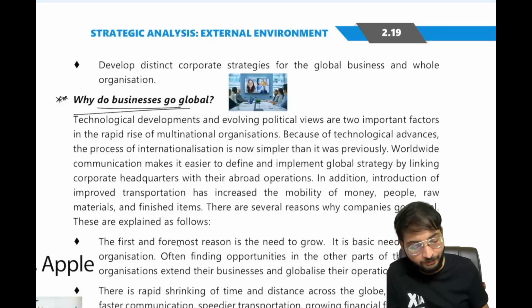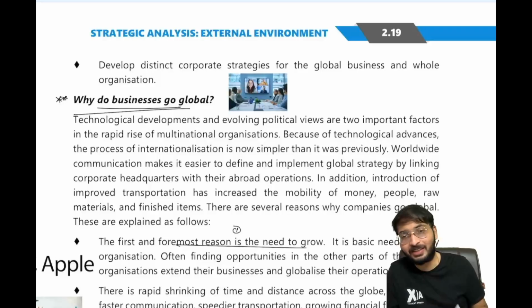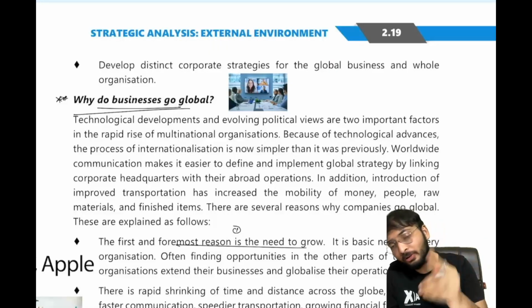Number one, the first and foremost reason is the need to grow. Imagine if Apple was still only in the US, would they have lots of sales in India? They would not, right? So if you want to grow, you want to go global.